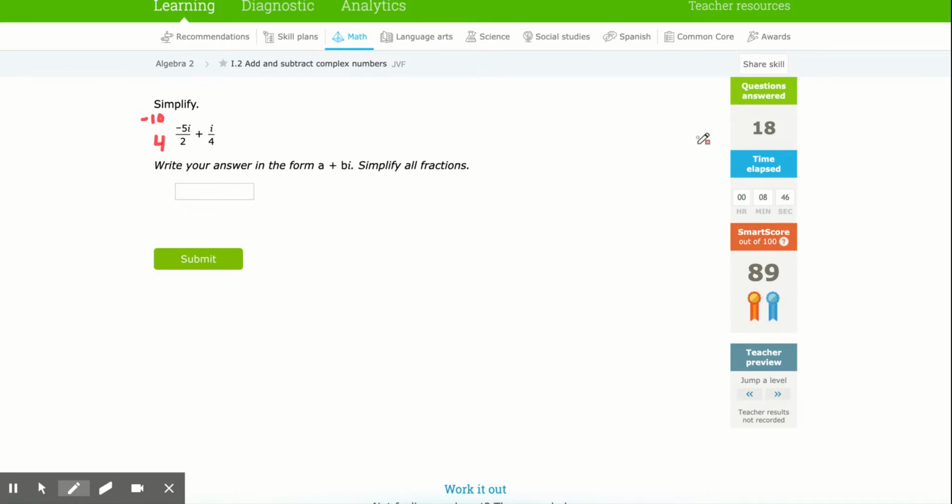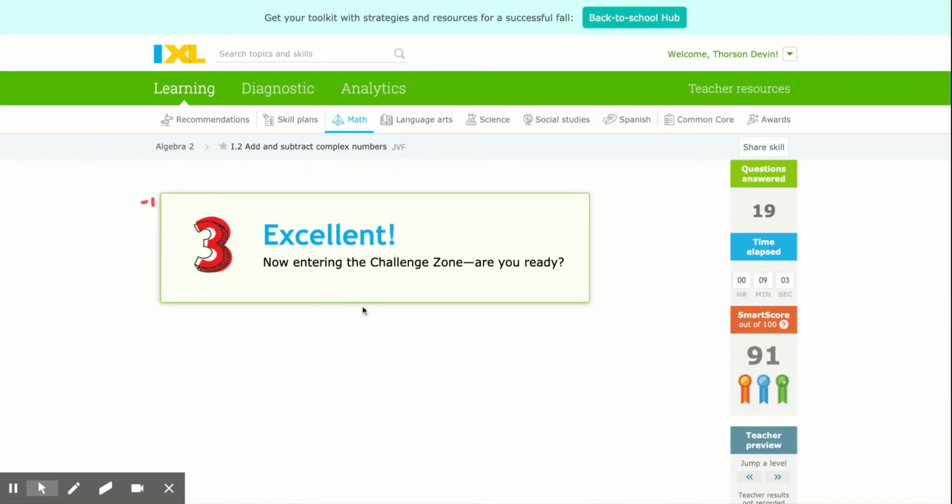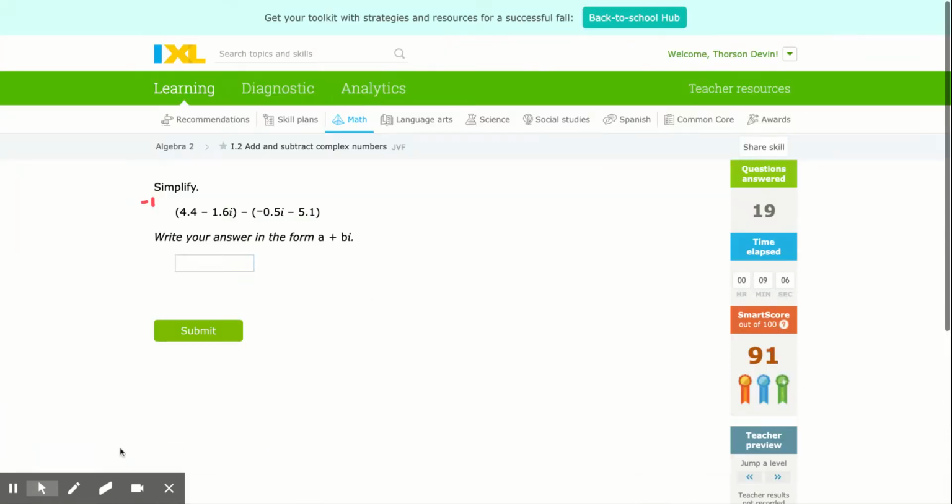So I'm going to try something else. I'm going to do parentheses, negative 9 fourths, and then I'm going to close parentheses because the i really comes after. I really think it should be written like that. Let's see what happens. Hey, it accepted it. Excellent. So it didn't mind the parentheses.